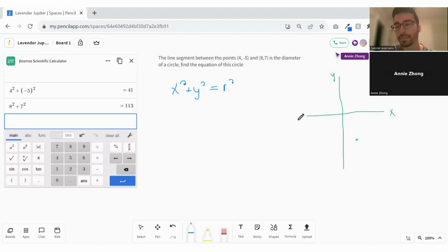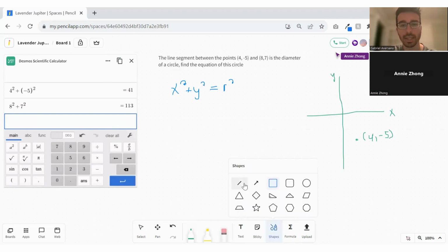Shouldn't that be y is equal to 7, and x is equal to 8? Great catch, Annie. So the first point down here was x equal to 4, y is equal to -5. And then this one here, x is equal to 8, and y is equal to 7. So these are two points that are on the circle, and this line forms a diameter.